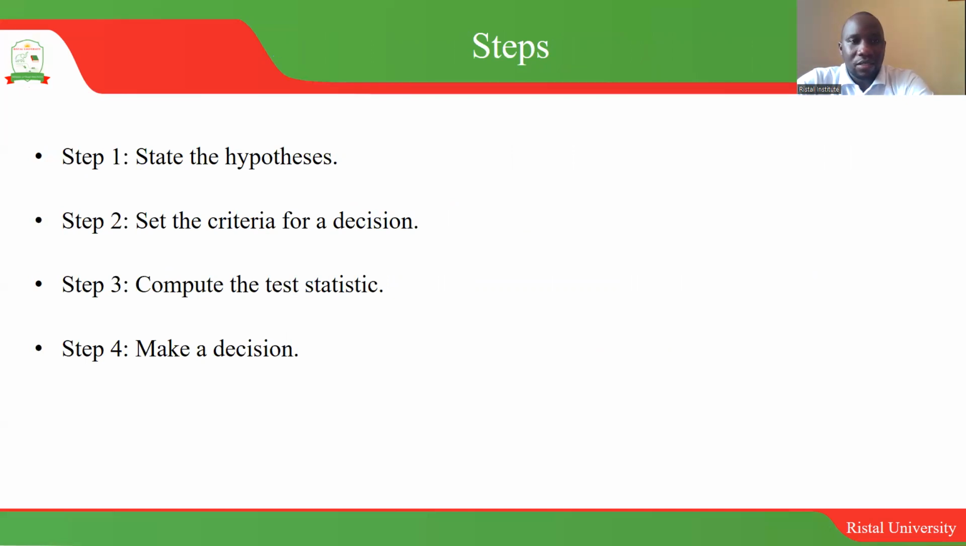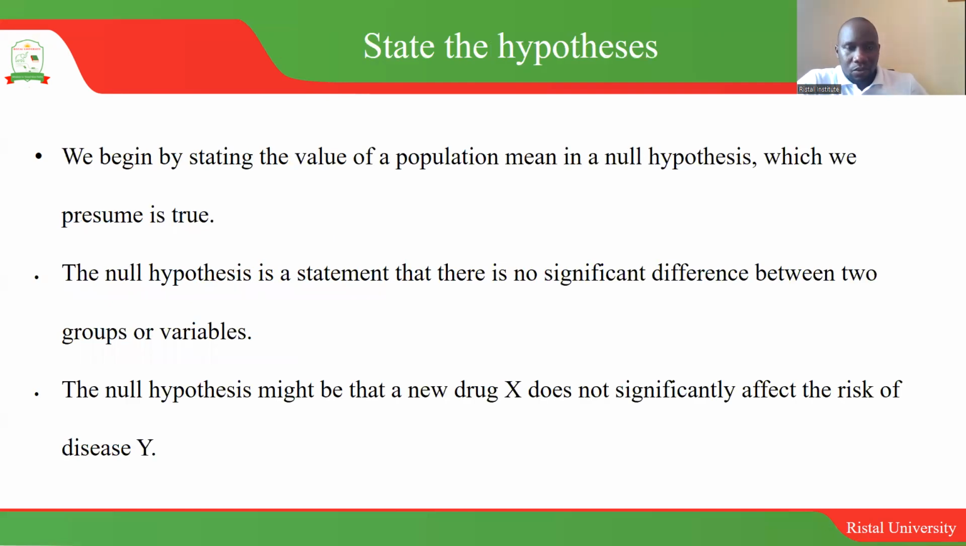So you need to first state the hypothesis, and then set the criteria for which you can make a decision, and then, of course, you choose a statistical test, and then interpret that statistical test, and then make a decision. So let's look at the details, really. So stating the hypothesis, what you need to realize is that we have two types of hypothesis.